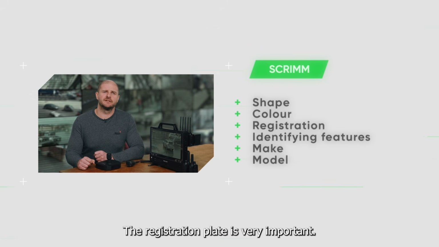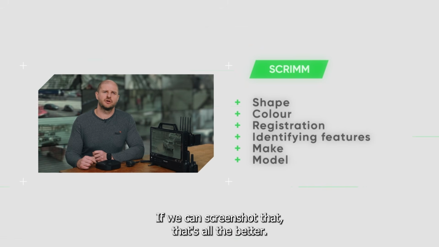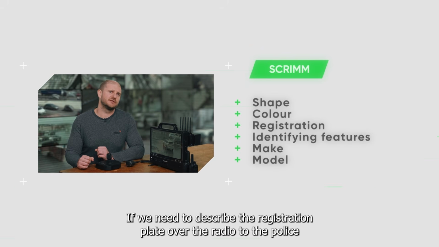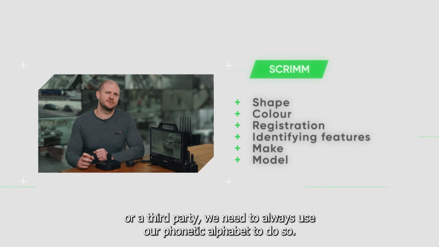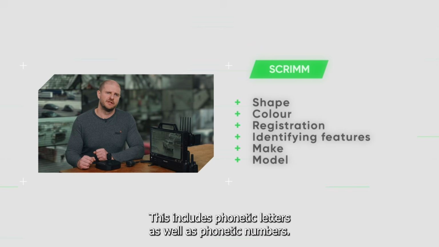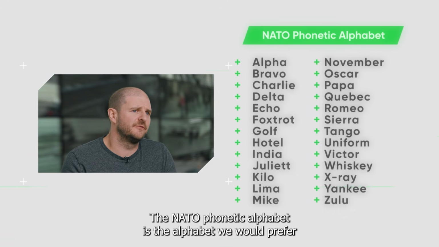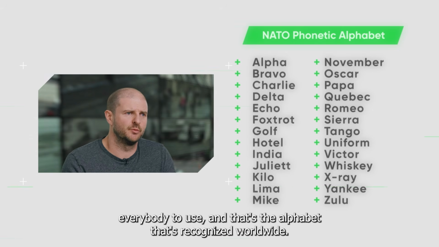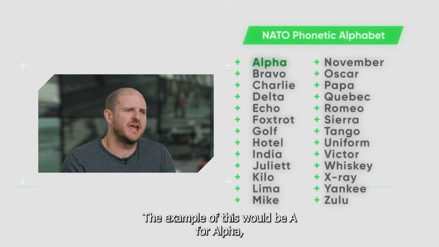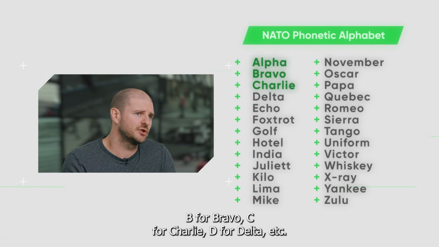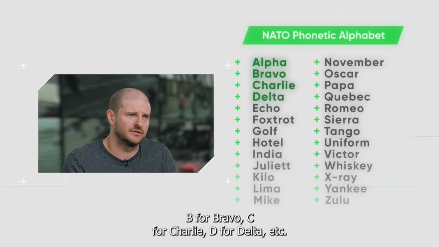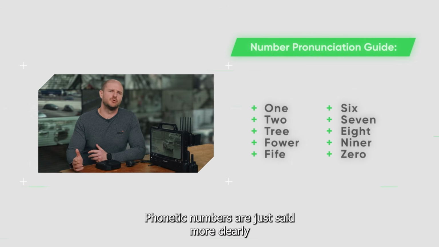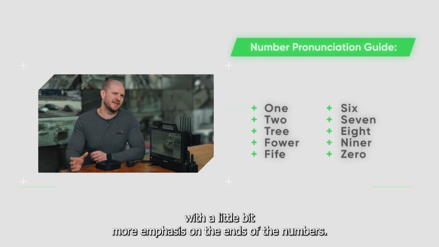The registration plate is very important. If we can screenshot that, that's all the better. If we need to describe the registration plate over the radio to the police or a third party, we need to always use our phonetic alphabet to do so. This includes phonetic letters as well as phonetic numbers. The NATO phonetic alphabet is the alphabet we would prefer everybody to use, and that's the alphabet that's recognized worldwide. The example of this would be A for Alpha, B for Bravo, C for Charlie, D for Delta, etc., etc. Phonetic numbers are just said more clearly, with a little bit more emphasis on the ends of the numbers.